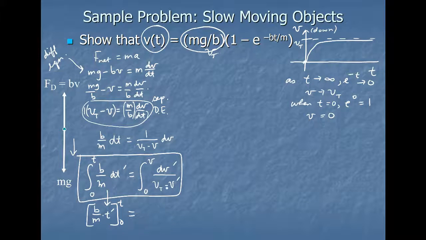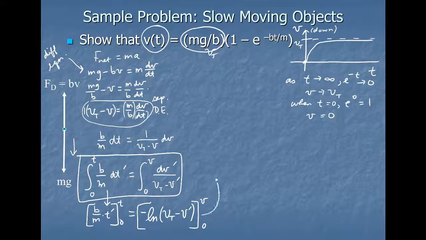Okay, so the integral of 1 over vt minus v prime is actually the natural log of vt minus v prime. And we have to evaluate that from 0 to v. But before we do this, we have to think about this. It turns out that when you take the derivative of the natural log, it turns into 1 over x, which makes sense. And I'm not going to go into the details of that right now, but we do need to put a negative sign here so that when we take the derivative, things will work out.